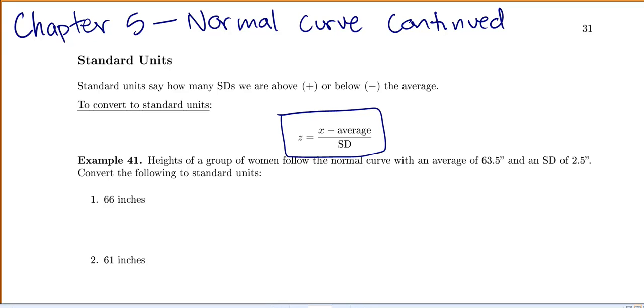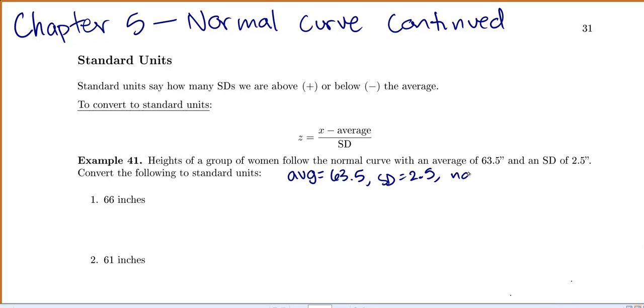So for example 41, heights of a group of women follow the normal curve with an average of 63.5 and a standard deviation of 2.5. And it told me that it's a normal curve. We want to convert all of our following to standard units. So the first one is 66 inches.